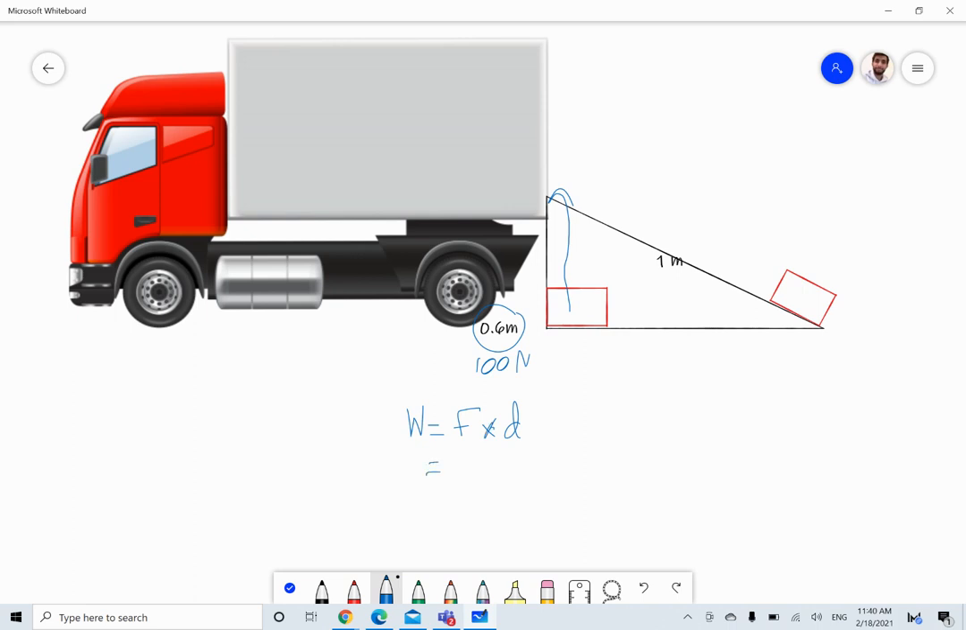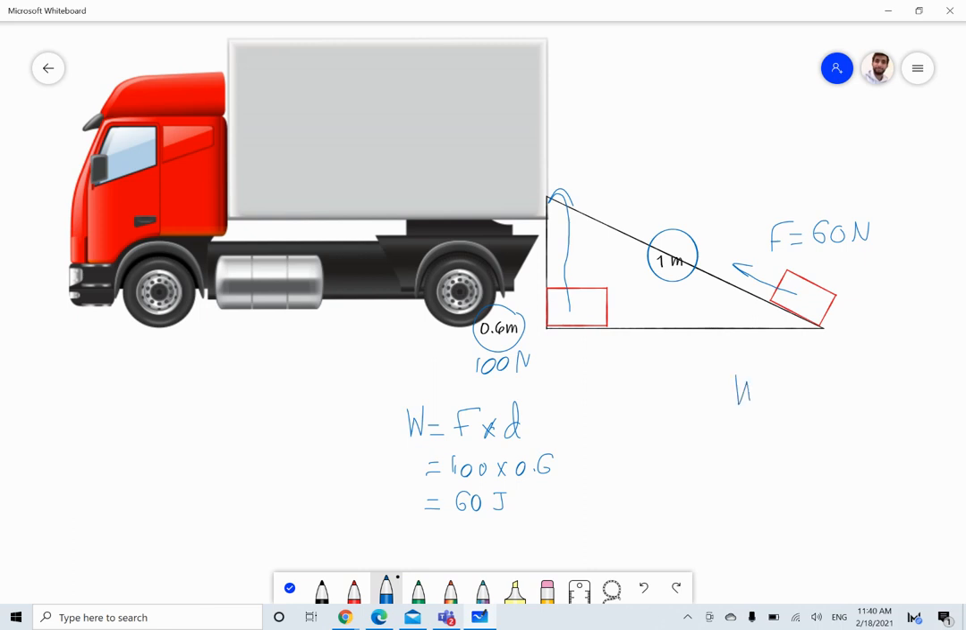So if I substitute the value of the force and the value of the distance, I'll get 100 multiplied by 0.6, and I will get 60 joules. So the work here is 60 joules. Now, if I want to use the inclined plane, as you can see, the distance increased, but the force that I will be using to pull the box upward will be less. So I will be using here a force of 60 newtons. First, I needed 100 newtons.